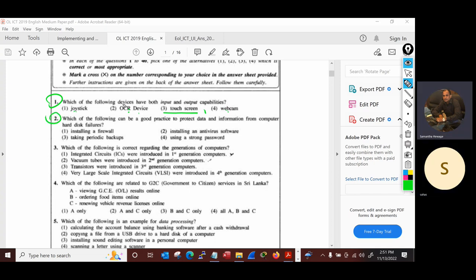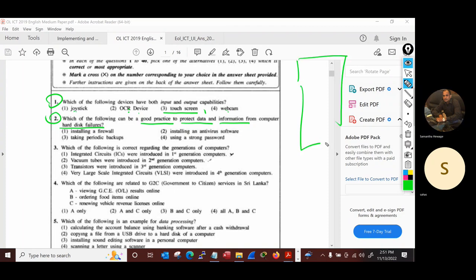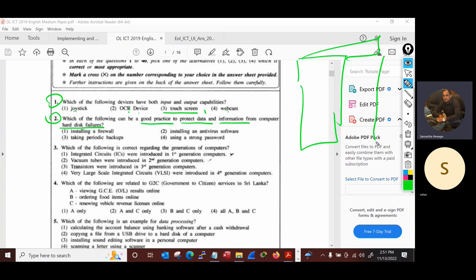Okay, then second question: which of the following can be a good practice to protect data and information from computer hard disk failure? So what's the question? You have a computer, right? In this computer, you have a hard disk attached to it, hard disk.